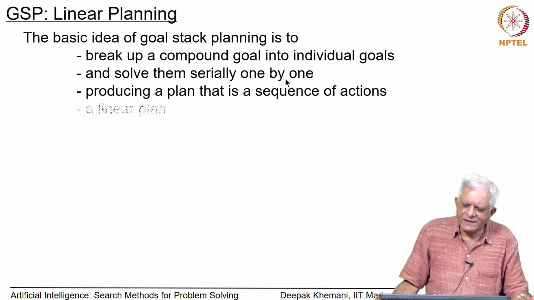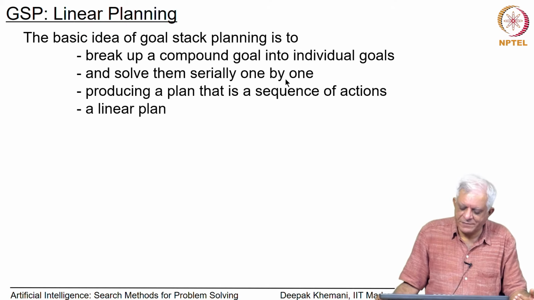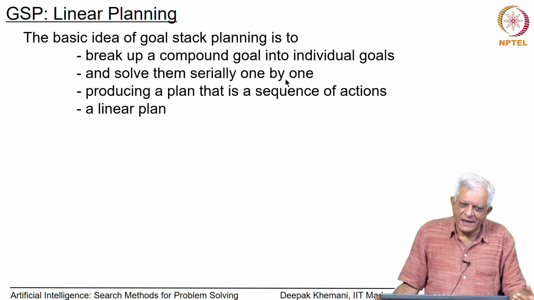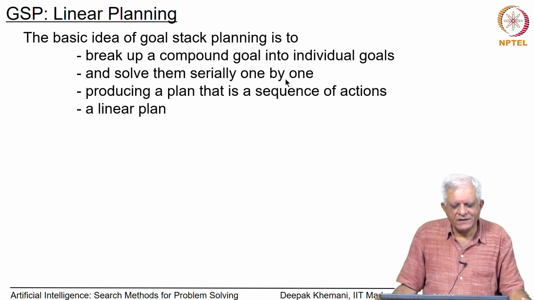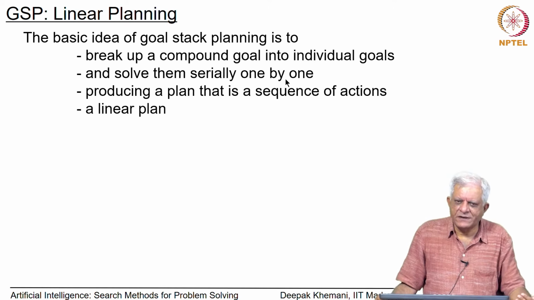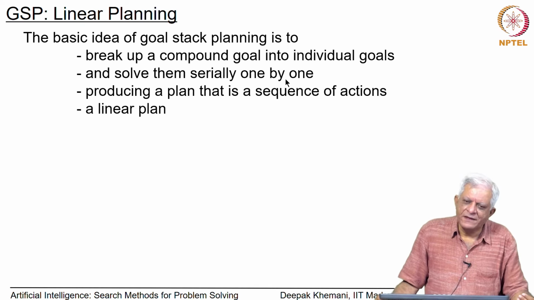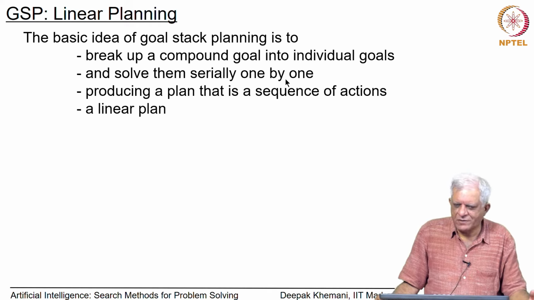We also call it a linear planning algorithm, because the plan that it produces is a sequence of actions. It is a linear plan. Now, for the small domain that we have been working with, in which a one armed robot is doing something, you can only produce linear plans, because the robot can do only one thing at a time. It can pick up a block or put down a block or unstack a block or stack a block or something else, but only one at a time.